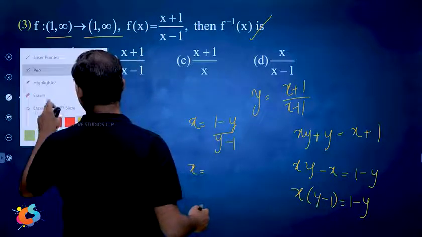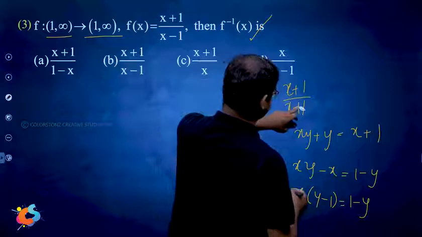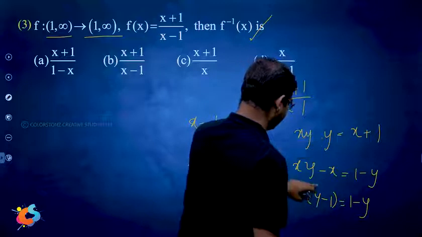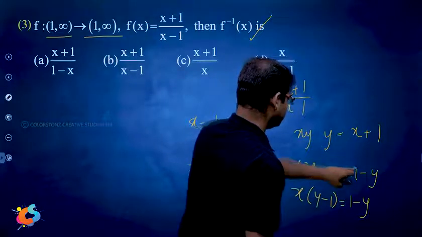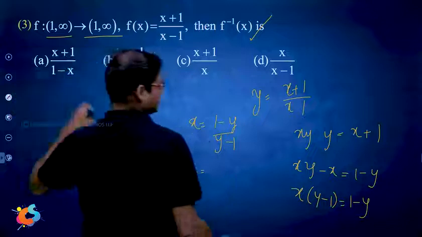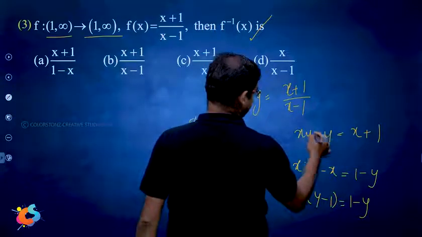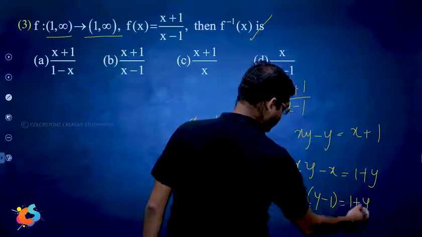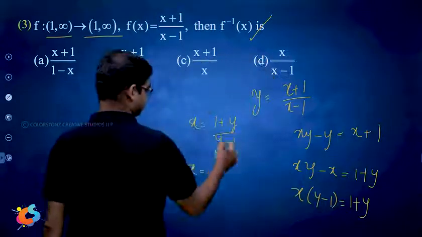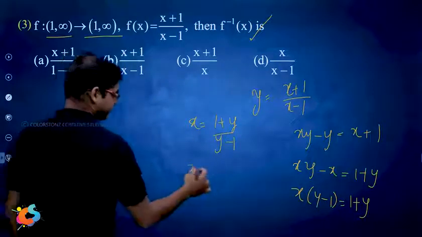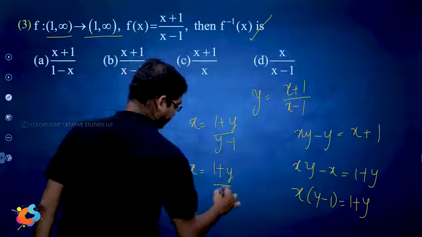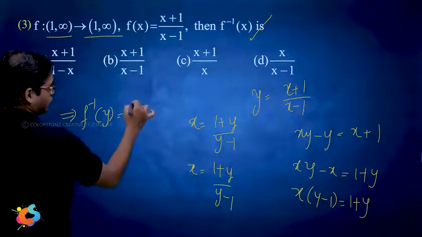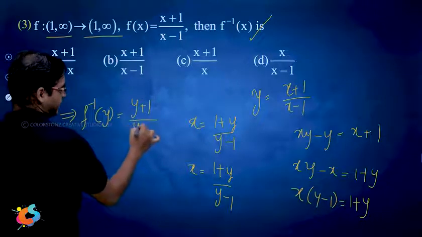So here we should have x plus 1 by x minus 1. So this is minus 1. So if this is minus 1, here minus 1 will be there. And so here there will be some change. So this is minus and here we will have minus and here we will have 1 plus y plus x into y minus 1 by y minus 1. So therefore this is x as a function of y. So implies f inverse of y is equal to y plus 1 by y minus 1.